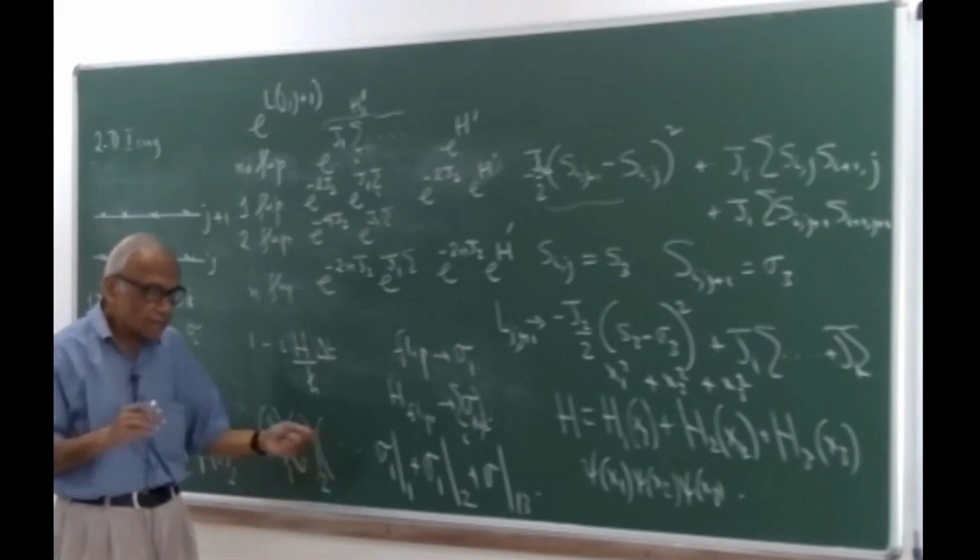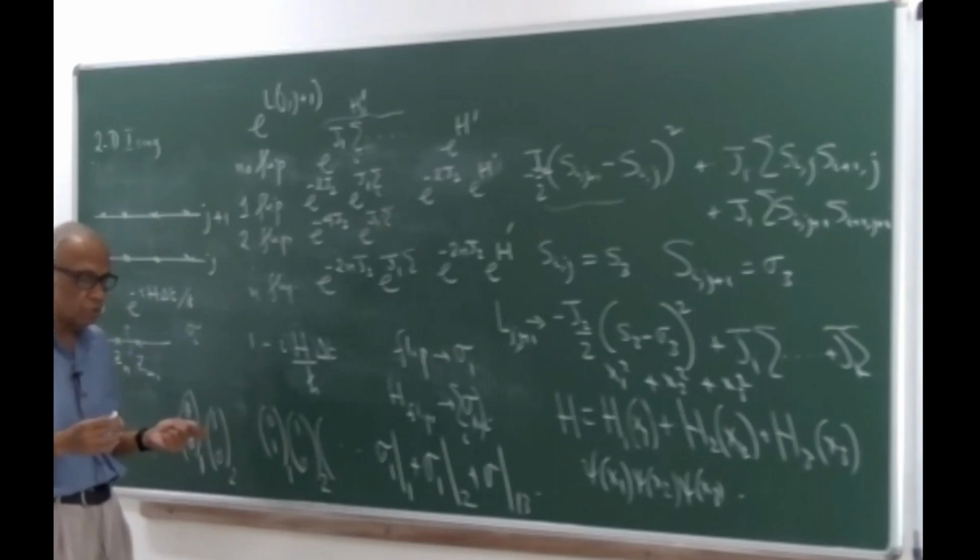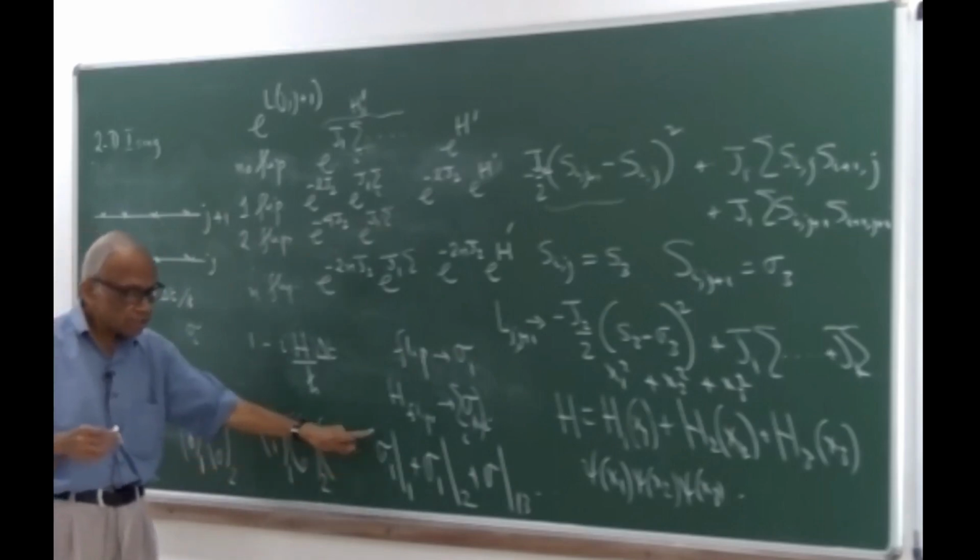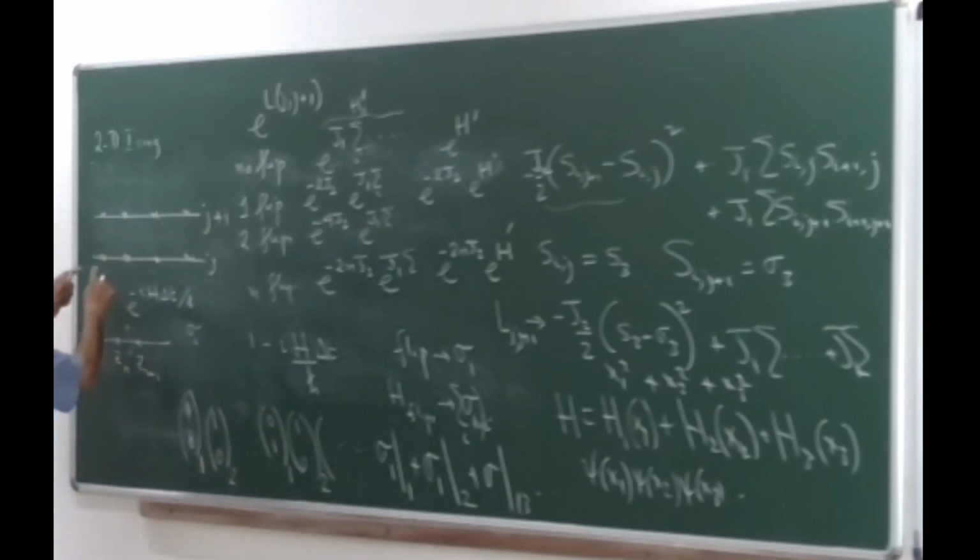No flip, there is no question of a flip at site 2. This is at site 2. All of this is on row J. Similarly, at row J plus 1, you have a similar Hamiltonian.